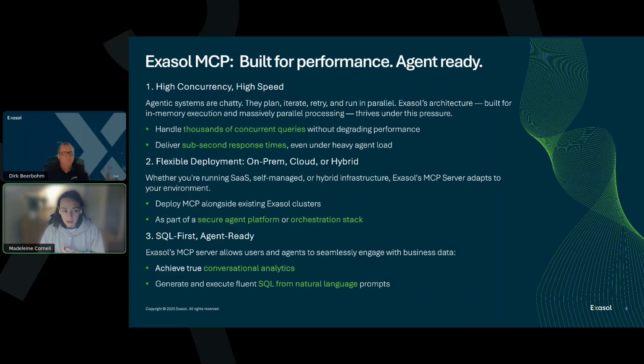Now, why does the Exasol MCP in particular matter? We've built this, and it does exactly what we just saw on the last slide. It allows a model to talk to Exasol. Now, there's a ton of reasons why this in particular is unique. And one of the most important ones is high concurrency and high speed. As you start to build agentic systems, you're going to see they get very chatty. They're going to try lots of different queries. They're going to be going after lots of different data. And the more people you have using agents, you can see that multiplier effect.